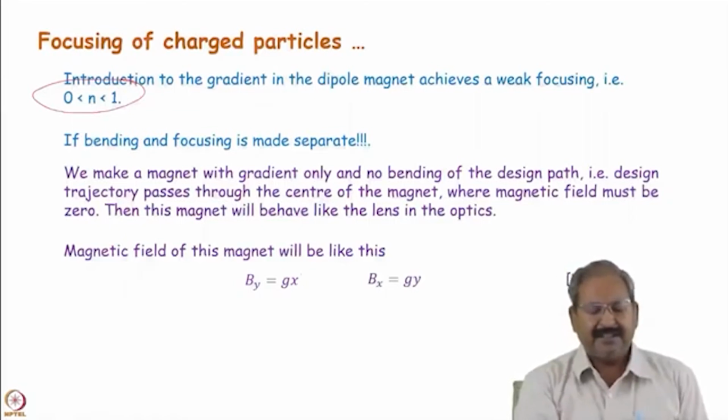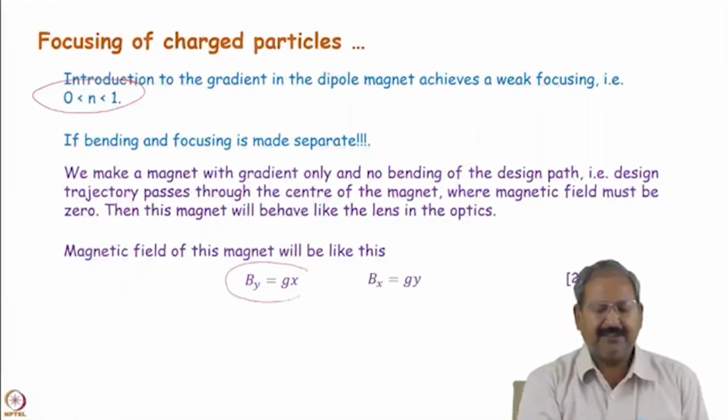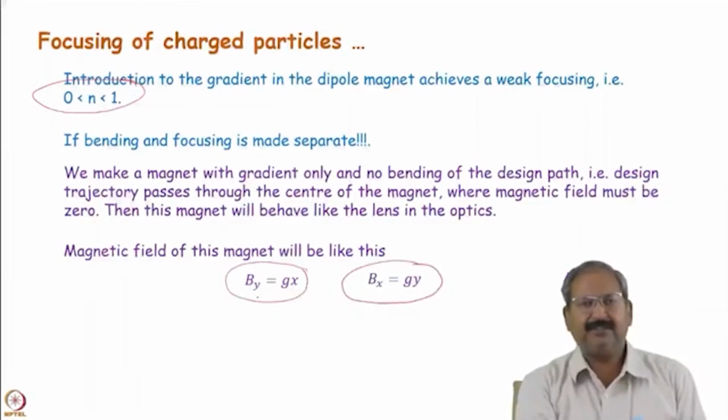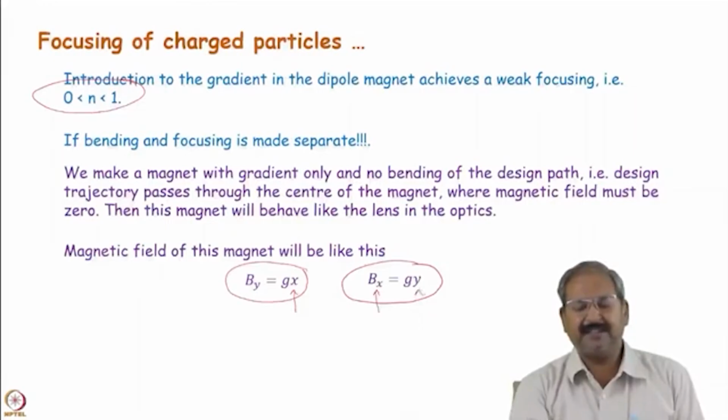If we can generate such a kind of magnetic field in which the vertical component of the magnetic field increases with displacement x from the design axis and the horizontal component of the magnetic field increases with the vertical displacement, then this kind of magnet can be used exactly similar to the convex lens in optics or concave lens in optics.